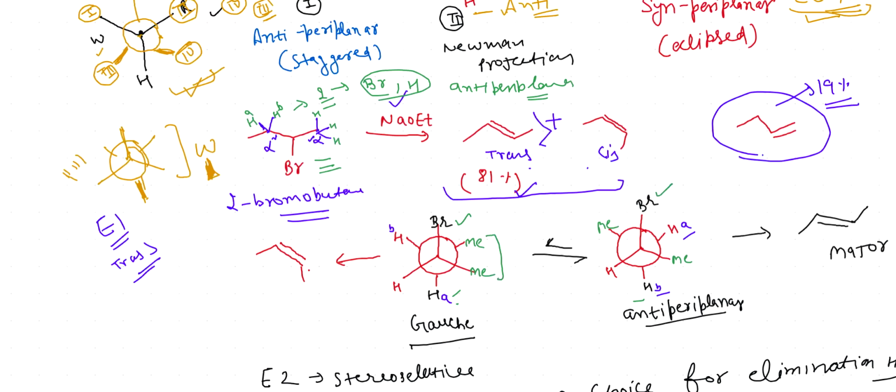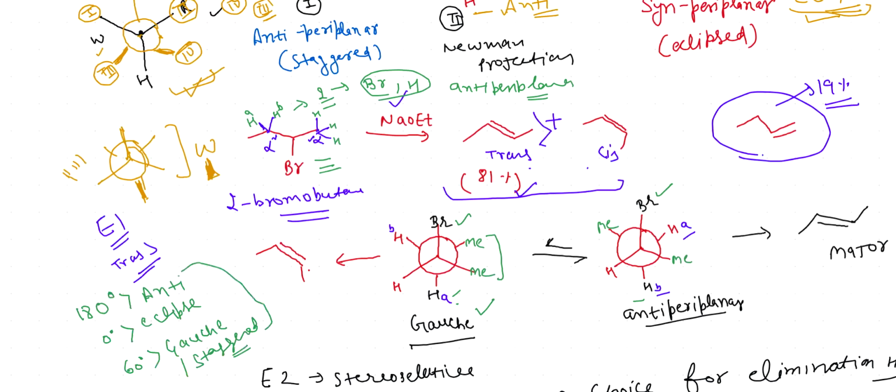Clear? So this structure is known as the gauche structure. When the groups are present at the 180-degree angle, then the structure is known as anti. When the groups are present at the 0-degree angle, then the structure is known as the eclipse structure. When they are present at the 60-degree angle, then the structure is known as either gauche or staggered form. So this is the difference between three different Newman projections. Clear? So this is clearly the anti-structure and this is the gauche or staggered structure.